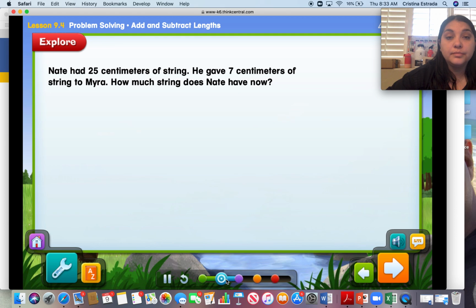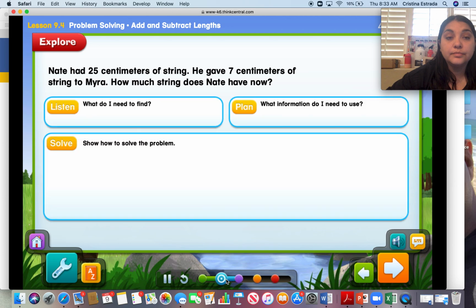Nate had 25 centimeters of string. He gave 7 centimeters of string to Myra. How much string does Nate have now? Asking yourself some questions will help you solve the problem. First, what do you need to find?